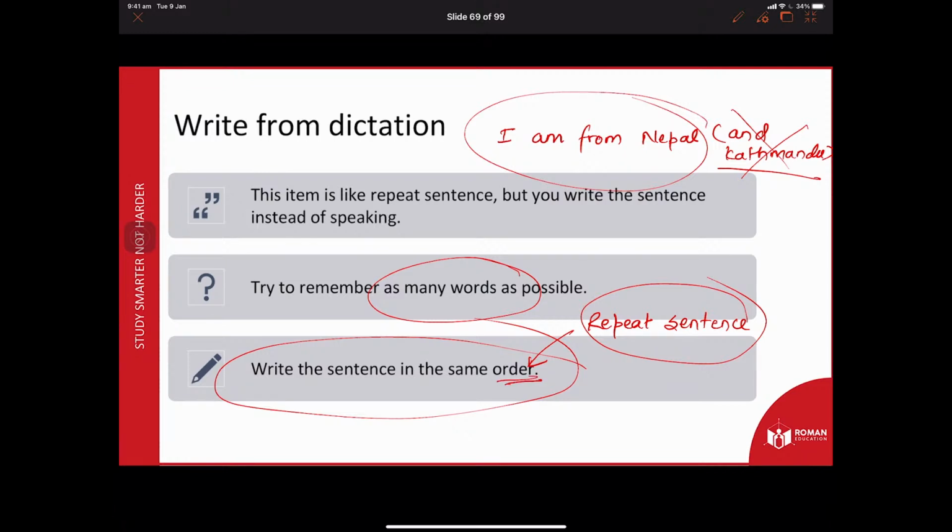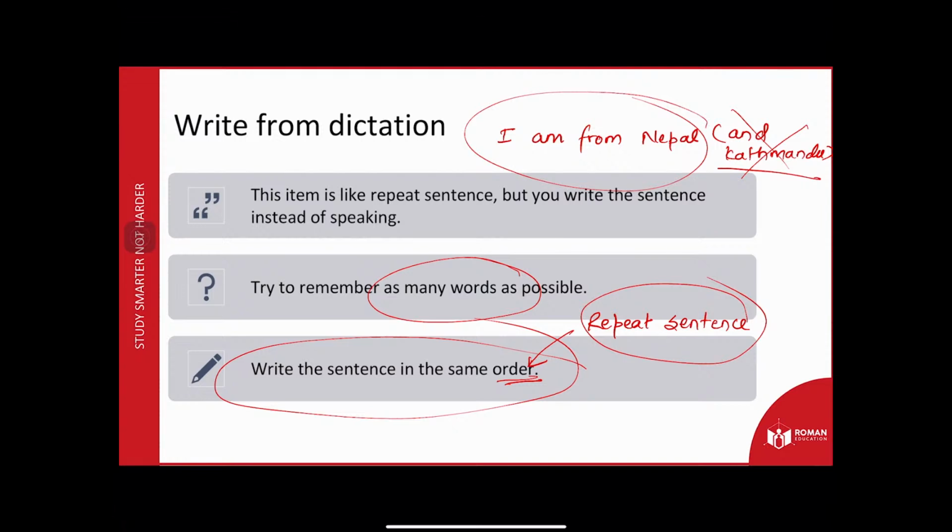The only reason I'm asking you to write in the same order is it's easier to remember the sentence if we can remember the order, because many times, because of the position of the missing word, that means the word that you cannot remember, you may be able to guess what word could have been there depending on how you write the sentence. So anyway, to summarize whatever I have mentioned here, in write from dictation you can write additional words without any penalty. So at any point you are confused, write whatever is confusing you.